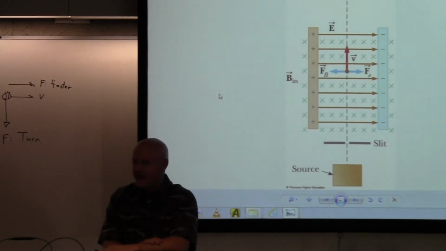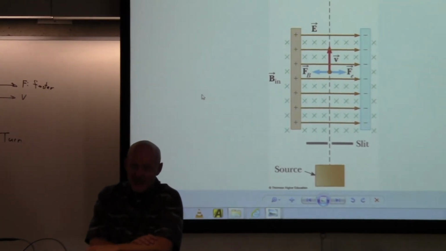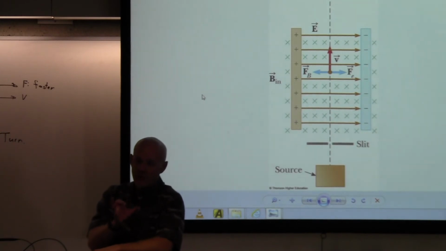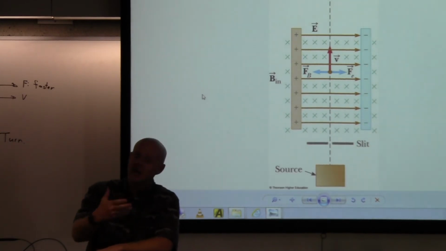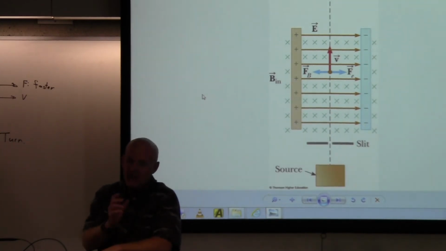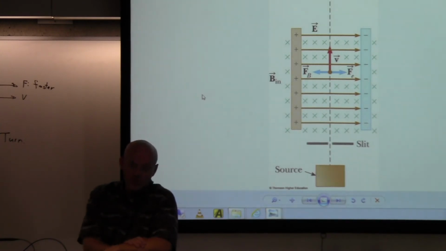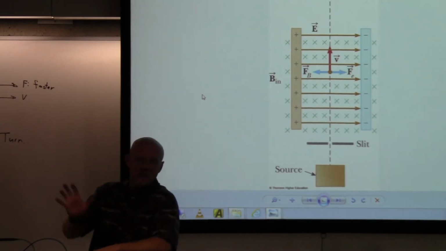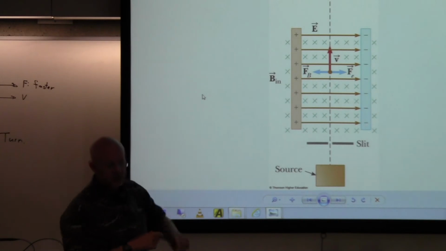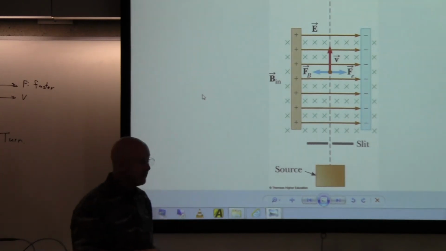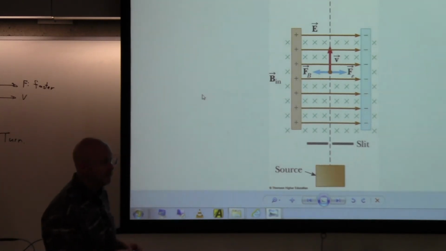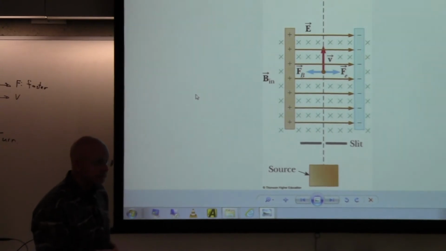Is that kind of how a cathode ray tube works? It's the beginning of a cathode ray tube. Yes. This is our first step in a cathode ray tube because we are now deciding what speed each charged particle will have. Anything going too fast or too slow is eliminated and doesn't get on the other side of our selector.